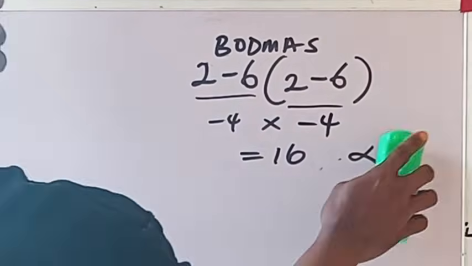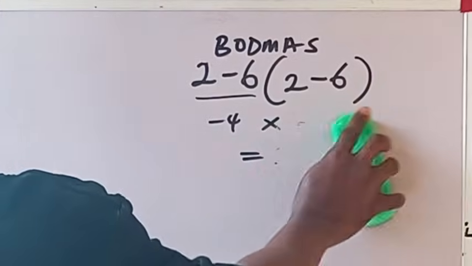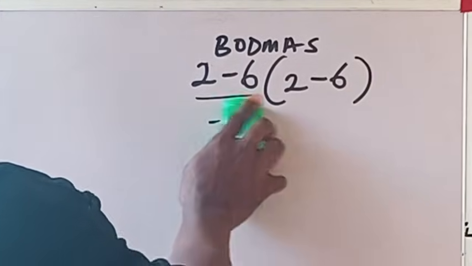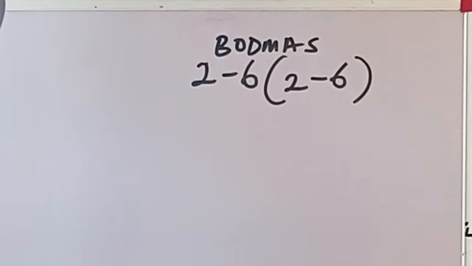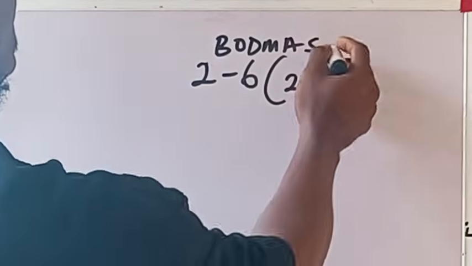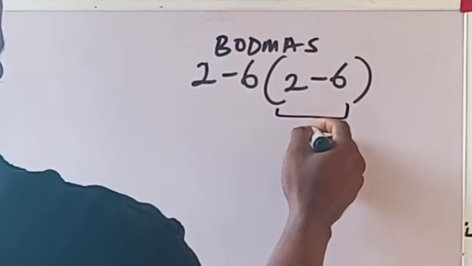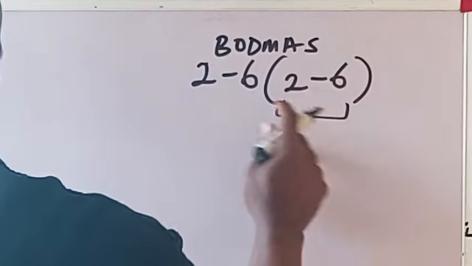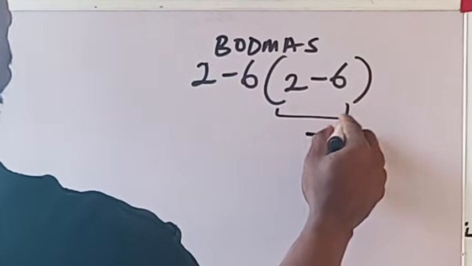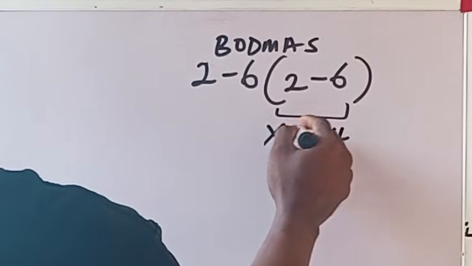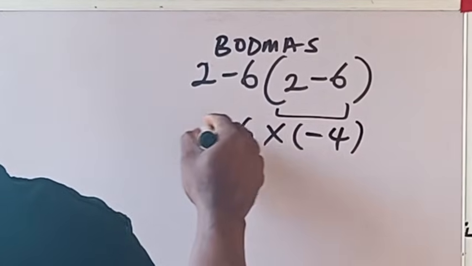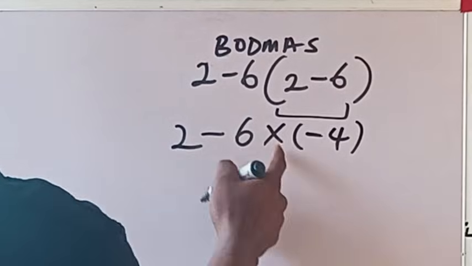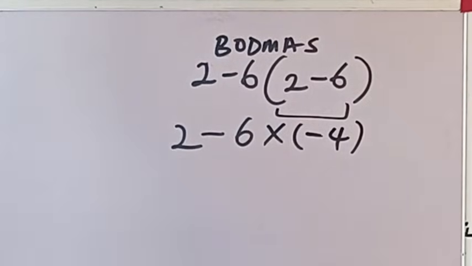Now, when you are solving this question, we are going to follow the rules from left to right. So now, if we follow the rules from left to right, we solve the bracket first, which is minus 4, then times, let's put this in bracket because of this minus sign, then 6. Now we have 2 minus 6 times minus 4.